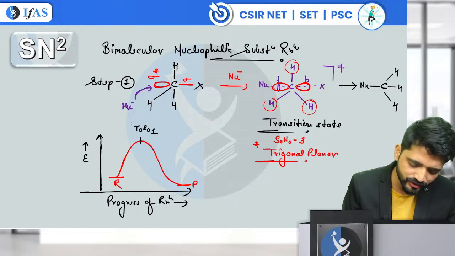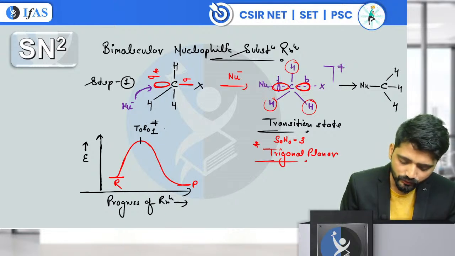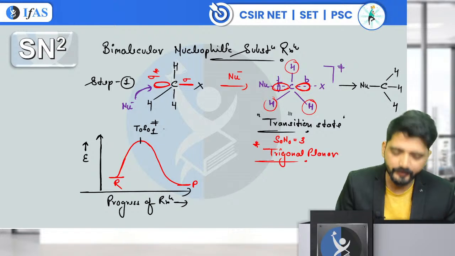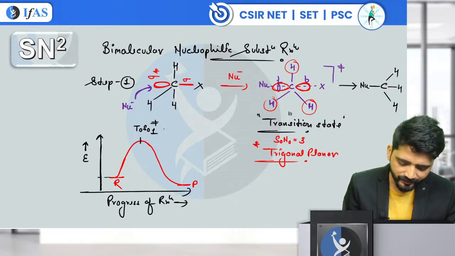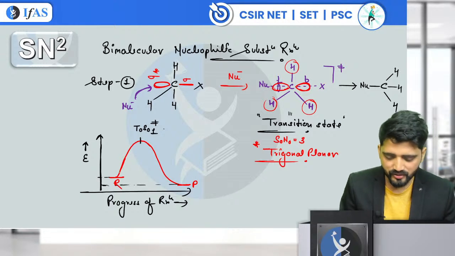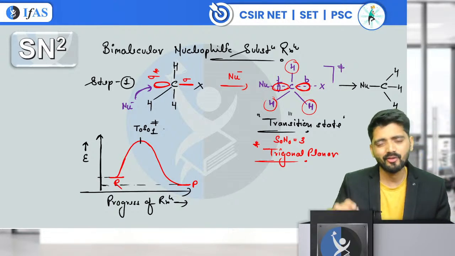So in an SN2 reaction, only one transition state is formed, and it is going to look like this, which we have drawn here. We have a reactant here, we have a product here. So this is what a transition state looks like. Now, we have only a single step.